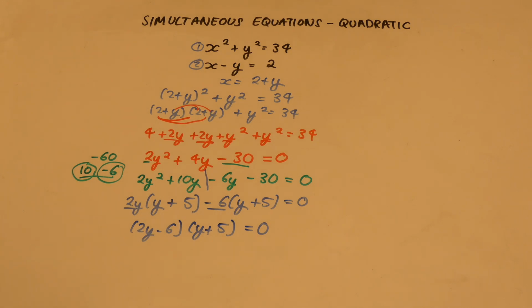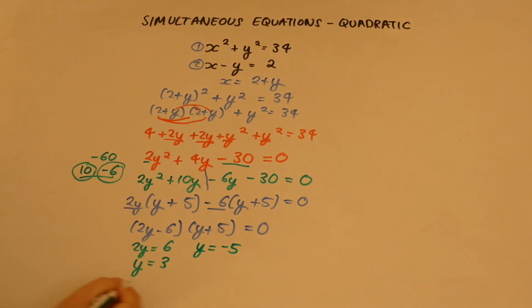So here we're going to get two solutions. Either this bracket here equals 0. If this were to equal 0, 2y would have to equal 6, and y would have to equal then 3, as 6 divided by 2 would give us 3. Or over here, this bracket here could equal 0, and if that was the case, y would have to equal minus 5.